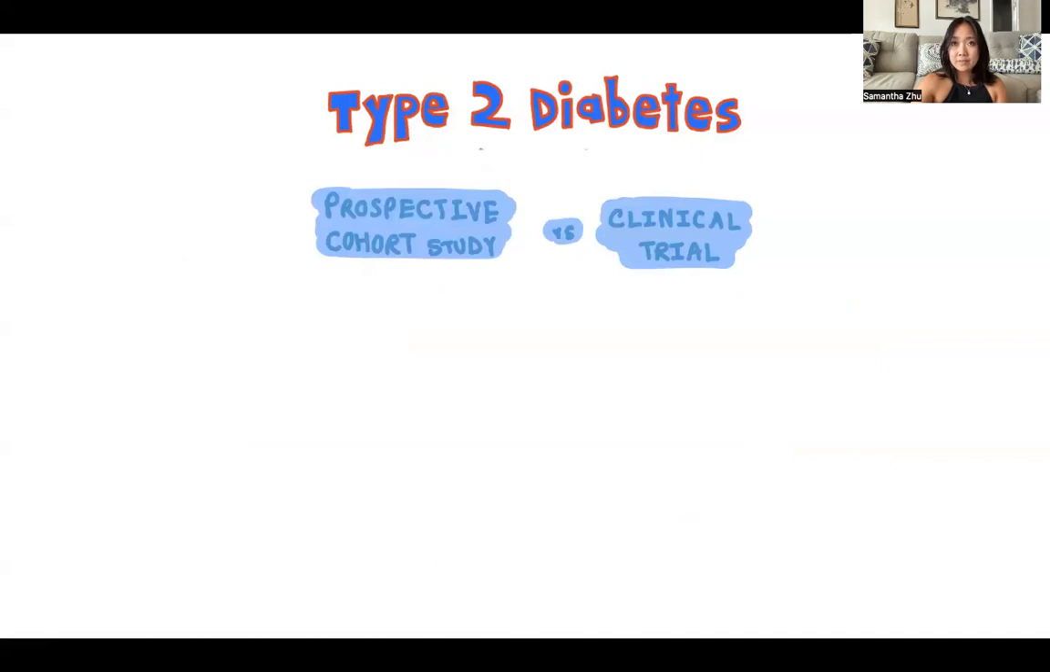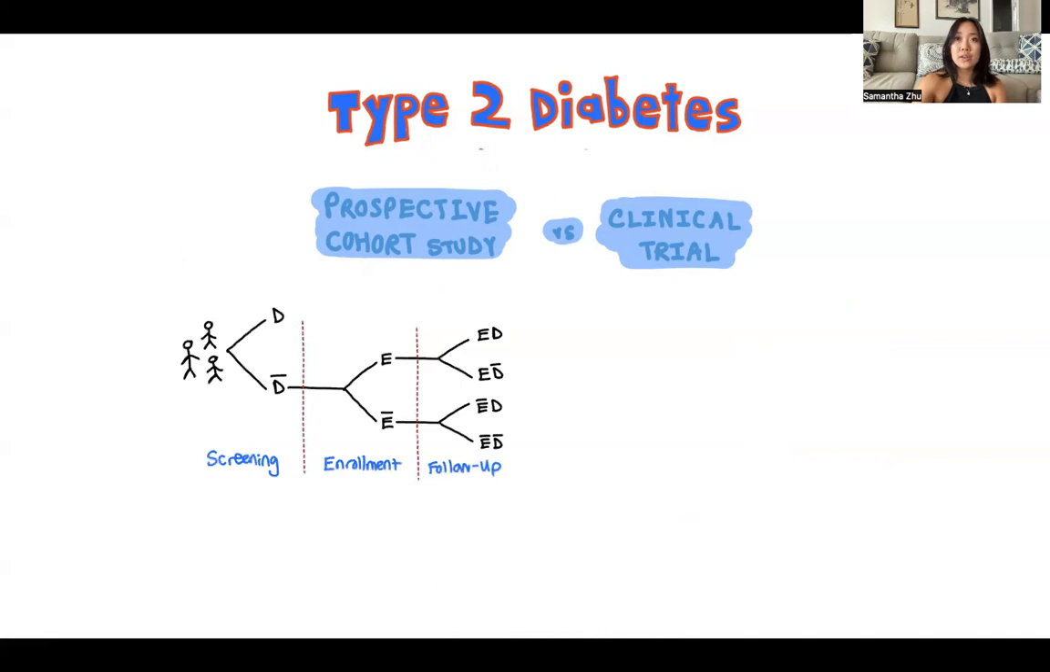Now, both prospective cohort studies and clinical trials aim to collect new information from samples to make inferences about a population. However, a prospective cohort study does not introduce any changes to the environment, while a clinical trial controls the situation to better establish causality.